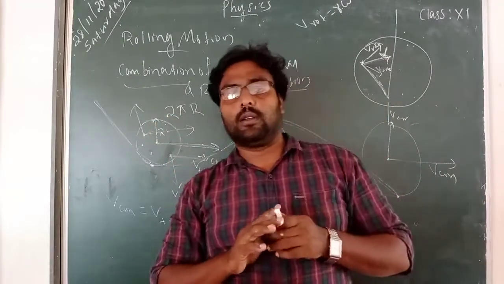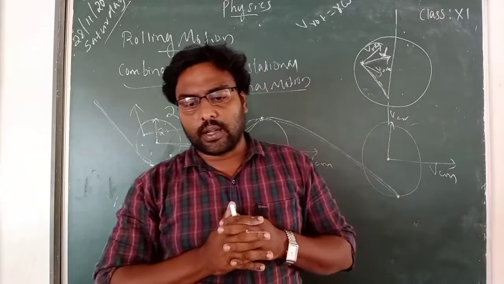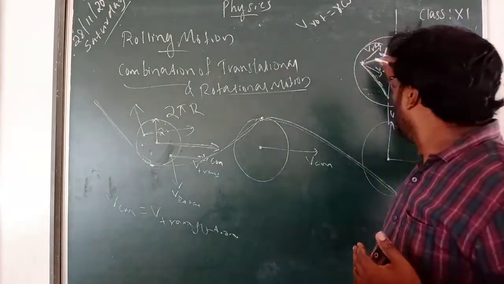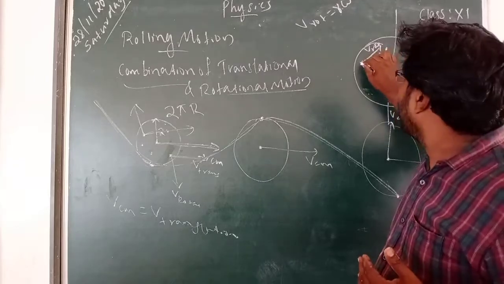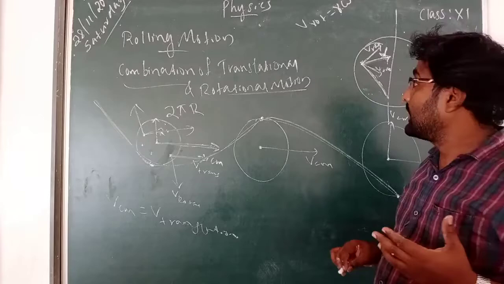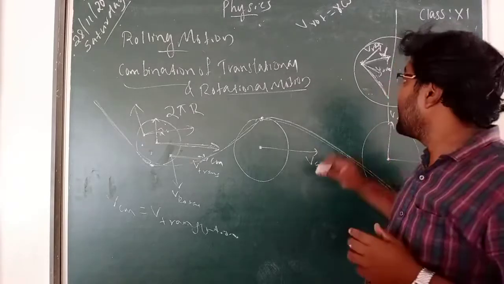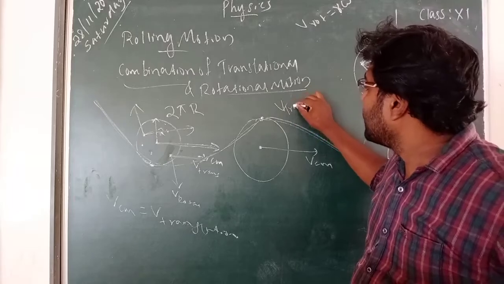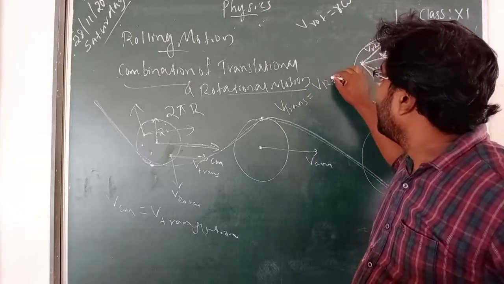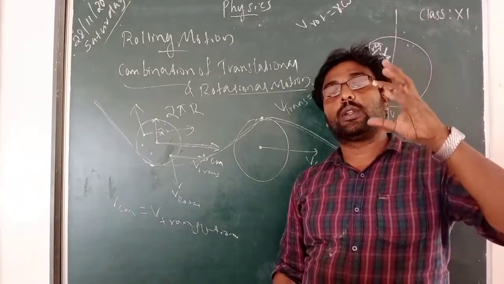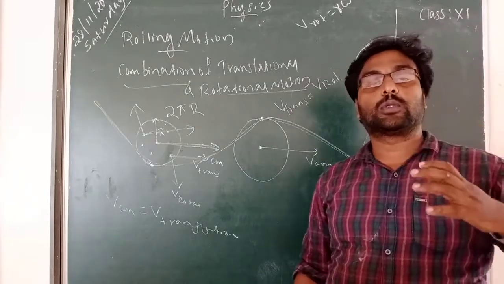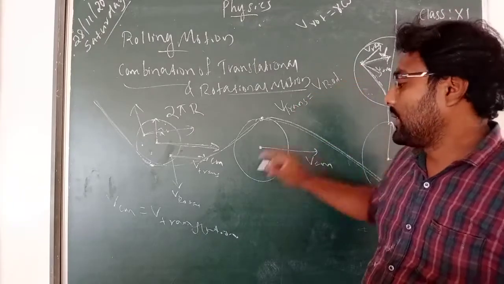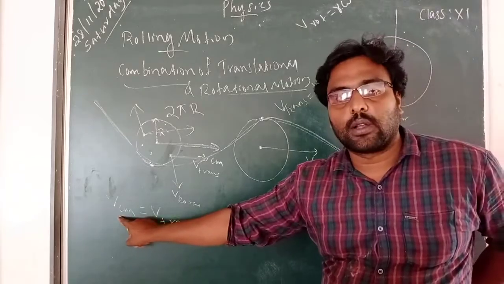Now we are going to the conclusion part. Finally, how can we conclude this? When the point moves from this point of contact with two motions, V rotational and V translational, the magnitude of V translational and V rotational is always equal. The size of these two, translational motion and rotational motion, is the same. So you can write V translational is equal to V rotational. As you already know, V translational is equal to the velocity of the center of mass.